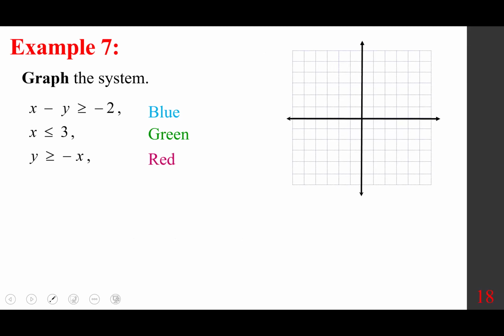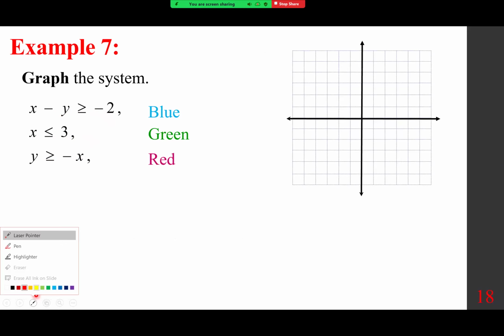We're going to graph the system of x minus y less than or equal to -2, x less than or equal to 3, y greater than or equal to -x. And those are easy to do with this one. If you go with the equality, class, let's go with the first one actually.